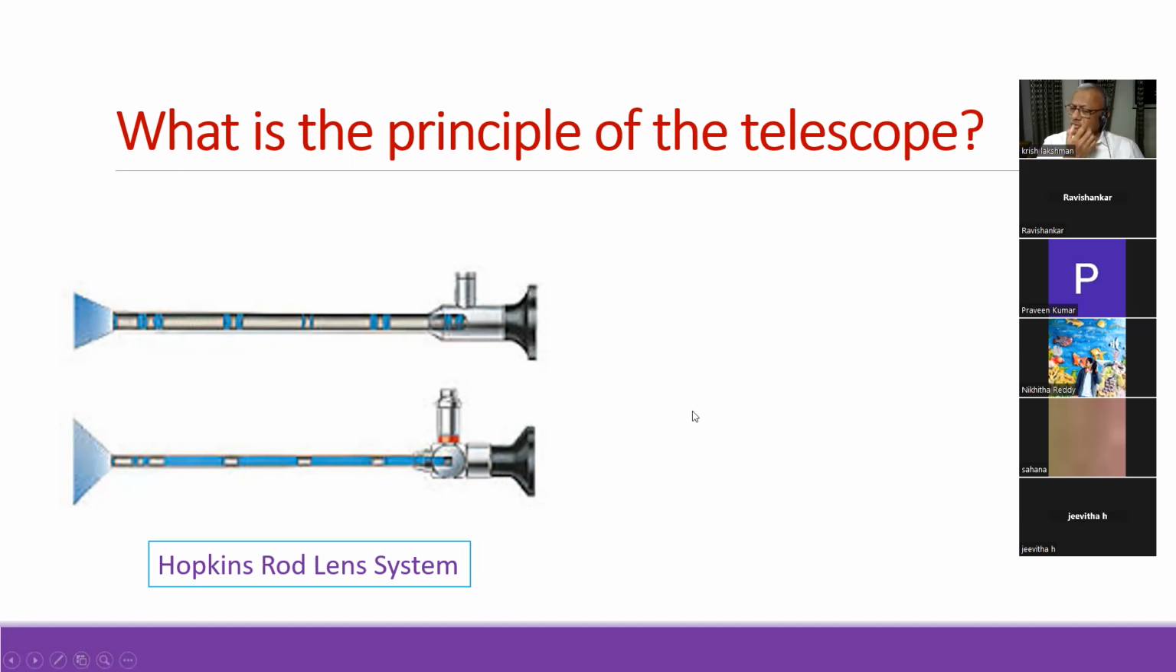And what are the variations in the telescope that you can think of, that you have known? You've been in the hospital. Yes, sir. In the viewing angle, sir, it may be 0 degree, 30 degree, 45 degrees, sir. Excellent. Where would you use what?